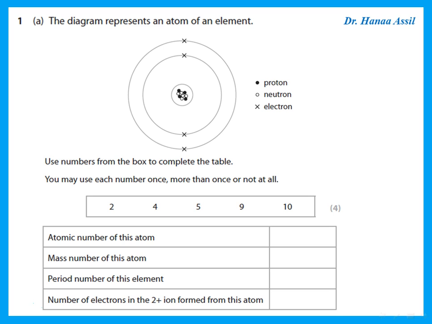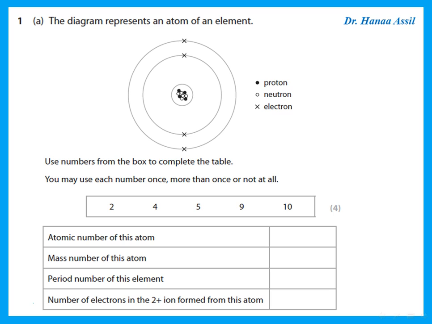The first question says the diagram represents an atom of an element. Use numbers from the box to complete the table. You may use each number once, more than once, or not at all. So the first thing he's asking about is what is the atomic number of this atom.